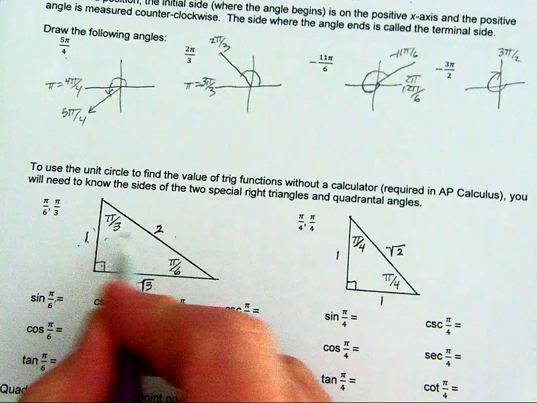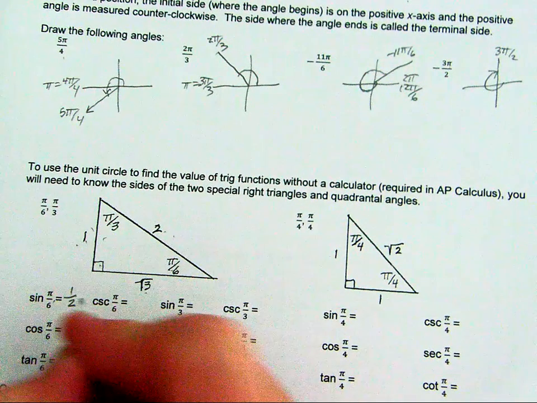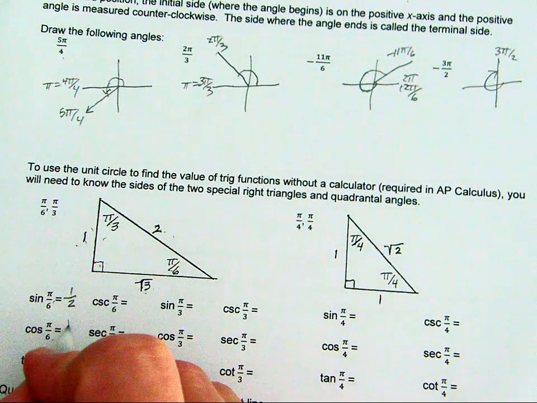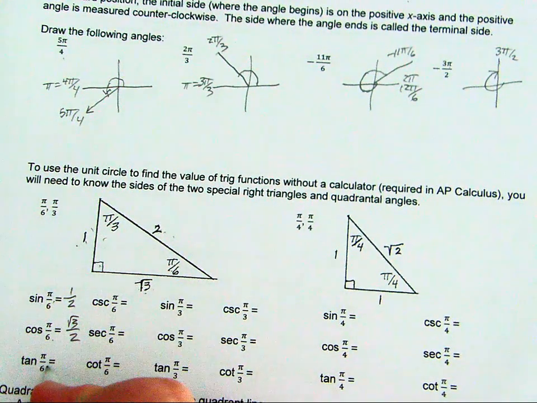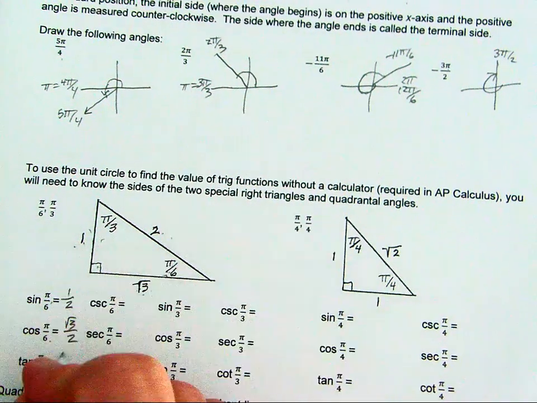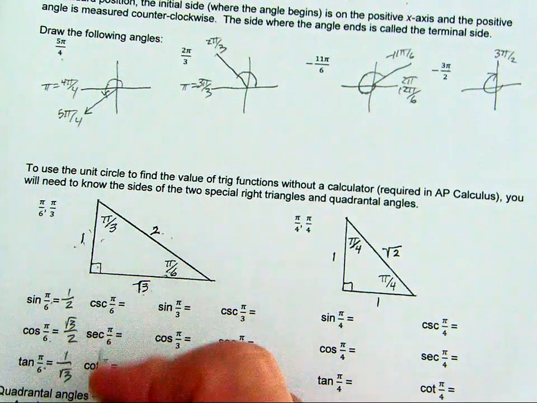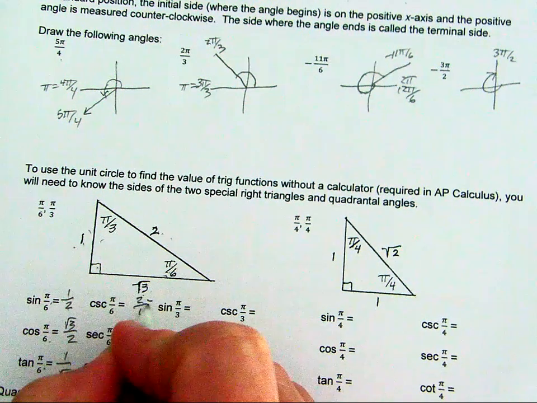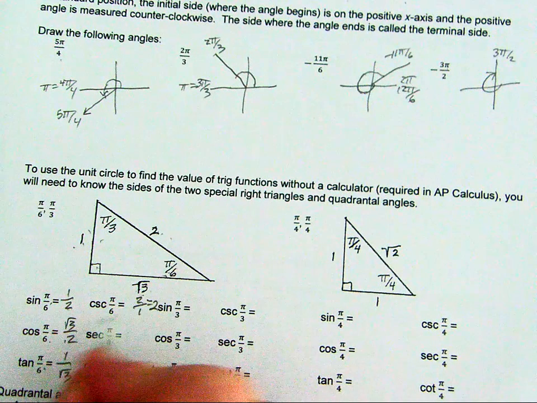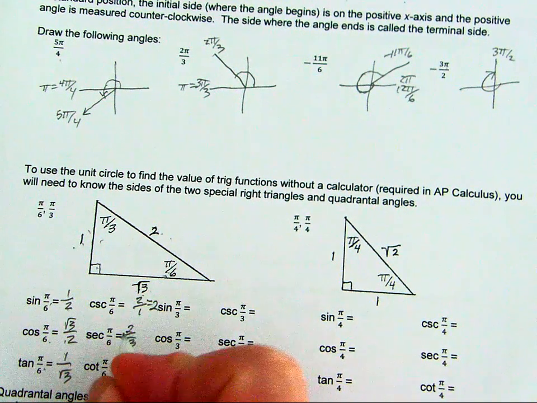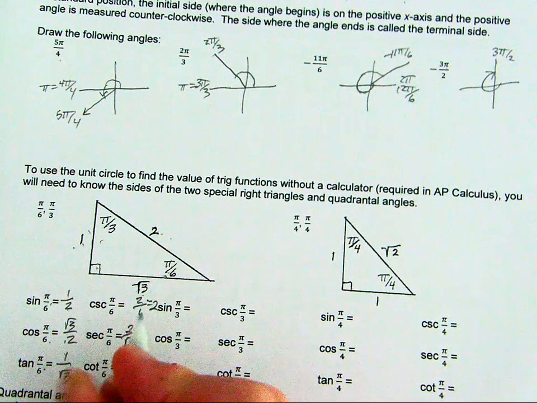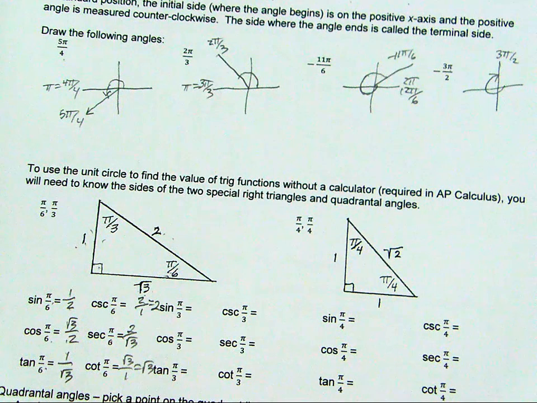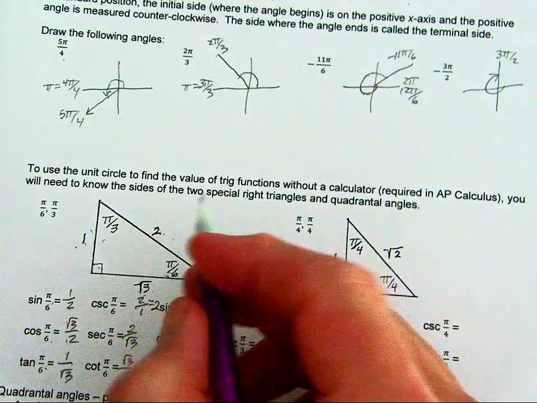So like here, the sine of pi over 6, we know sine is opposite over hypotenuse, 1 over 2. Cosine of pi over 6, adjacent over hypotenuse, radical 3 over 2. Tangent of pi over 6, opposite over adjacent, 1 over radical 3. Then the reciprocal functions. Cosecant is the reciprocal of sine, so 2 over 1 or 2. Secant is the reciprocal of cosine, 2 over radical 3. Cotangent is the reciprocal of tangent, radical 3 over 1 or just radical 3. So that's for pi over 6.